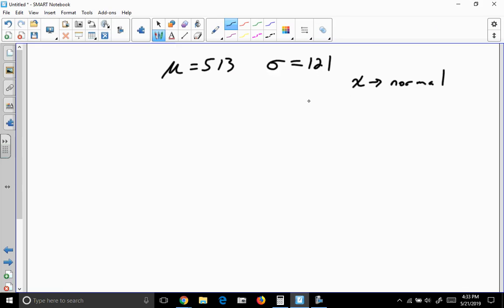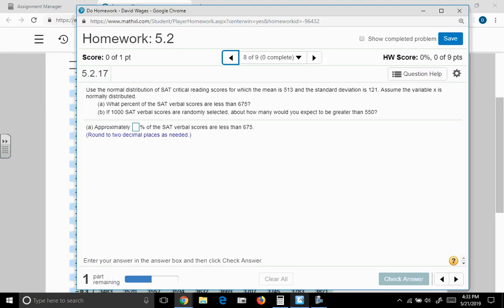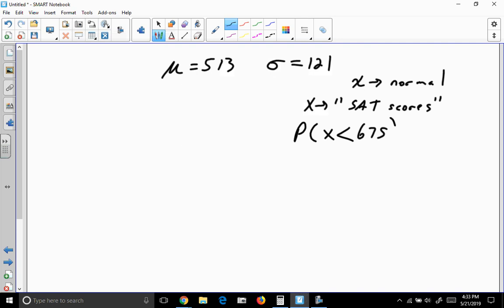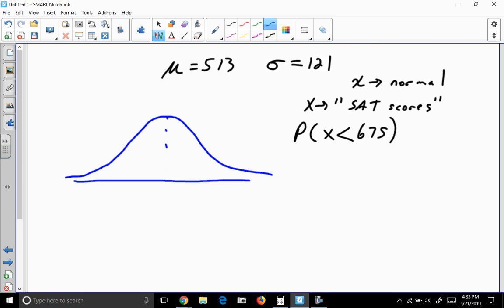So if X stands for SAT scores on the verbal section, we want to find the probability that if we select a person, their verbal SAT score is less than 675. So let's draw our distribution. It's a normal distribution. The mean is 513. That's in terms of X.